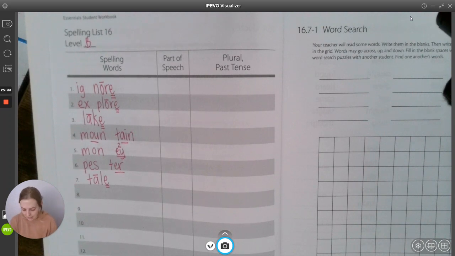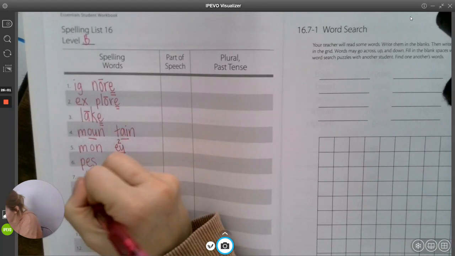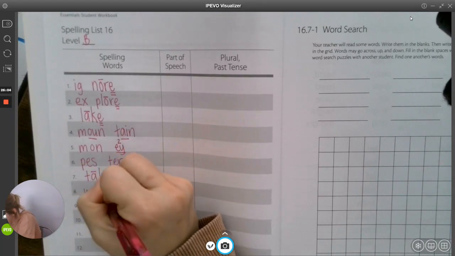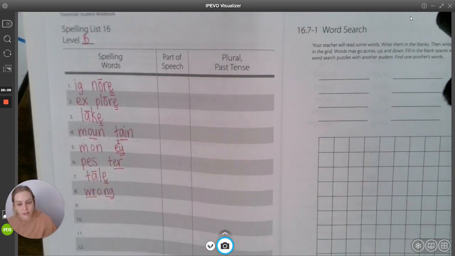Number 8. Wrong. Say wrong. It is wrong to hit your brother. One syllable, so we'll sound it out. A, G. Finger spell. Two-letter A, ng. And underline both of those phonograms.